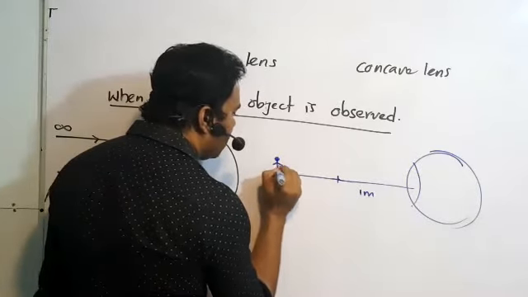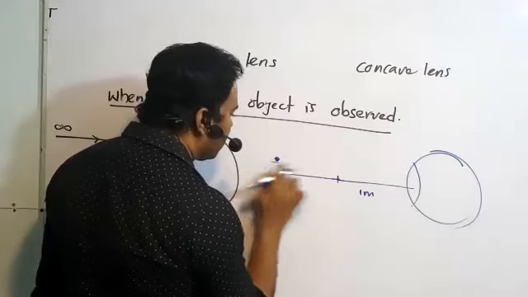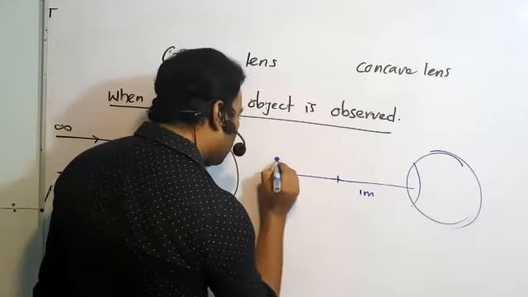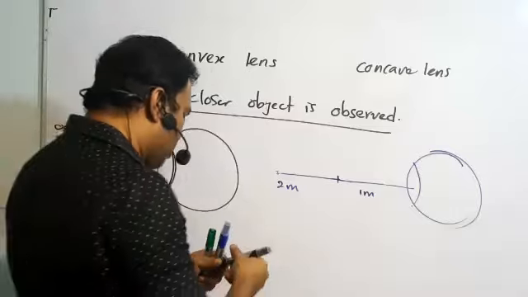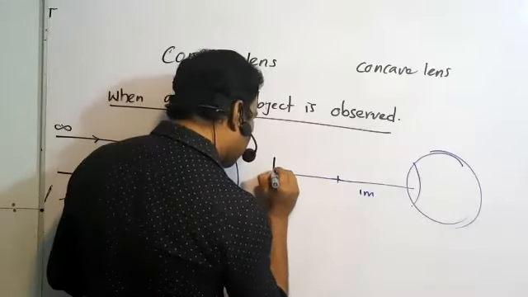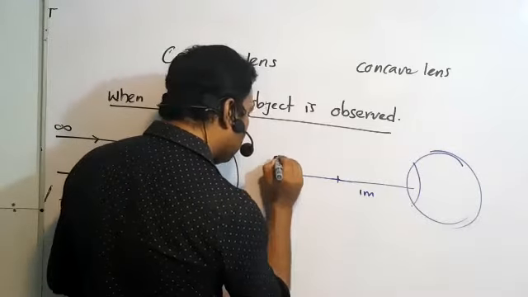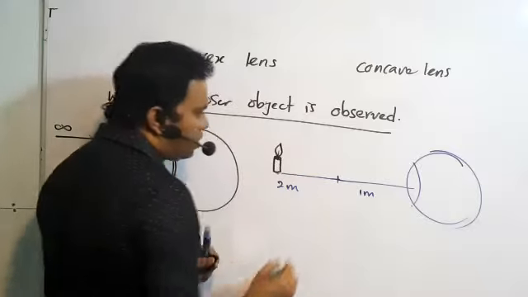These objects are situated... Let's take a candle. Usually we take candles for experiments. A candle is a light source.